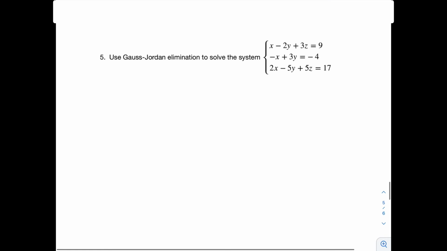So we're going to solve this system using the Gauss-Jordan Elimination method. So find your augmented matrix.